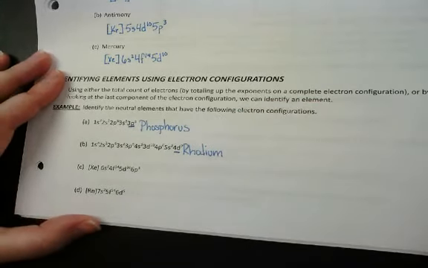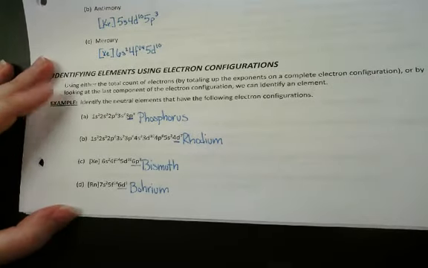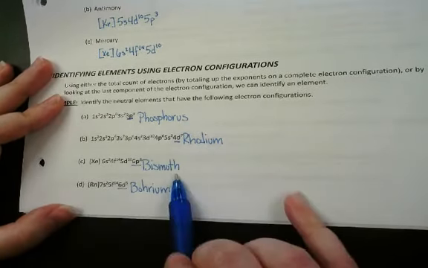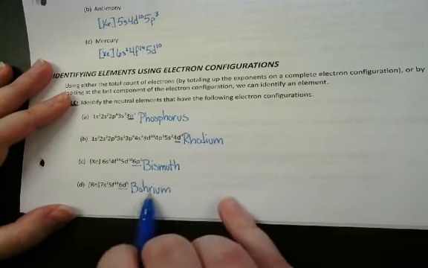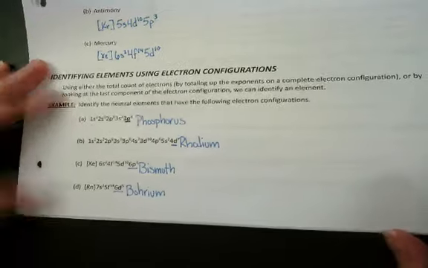Okay, so I want you to do the next two and then come back and check your answer. Alright, so the answers for C and D are bismuth and bohrium. Bismuth is in that 6p3 position, and bohrium is in that 6d5 position. Okay, so on to our last page.